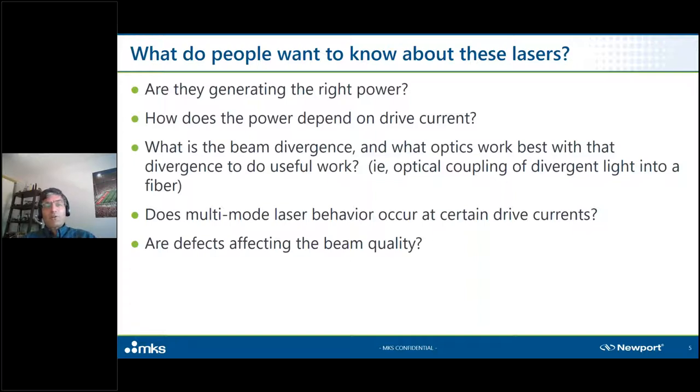Does multi-mode laser behavior occur at certain drive currents? Are defects affecting the beam quality? And I could go on and on. There's lots of questions that the people in the industry are trying to answer and trying to understand with these laser sources. And so in order to understand the lasers, we need good ways to measure them.